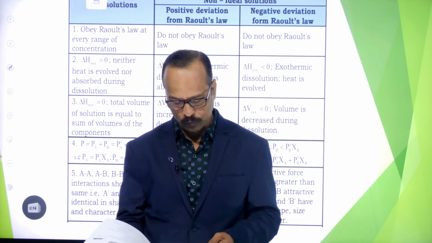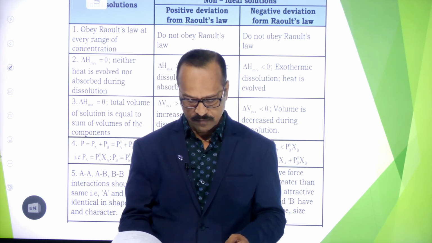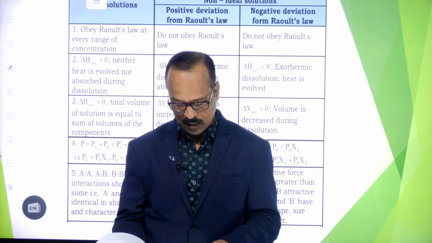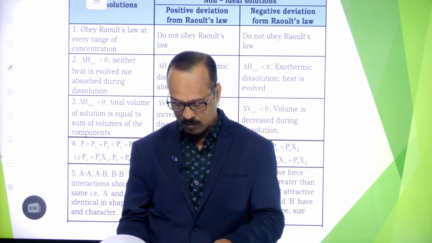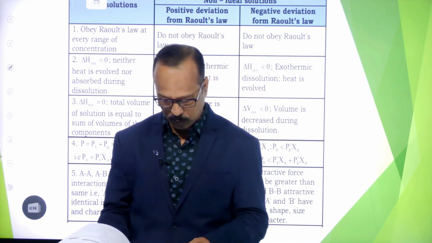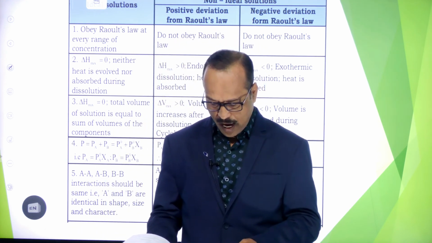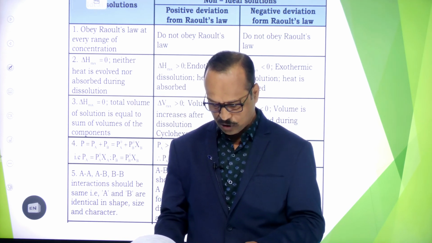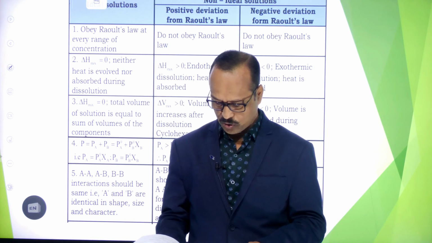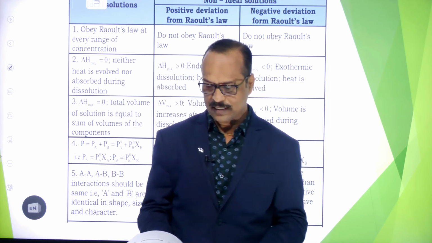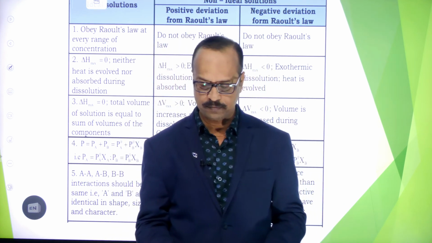So the option is 2. The pair of solutions which shows a positive deviation in non-ideal solutions, carbon tetrachloride and so on, positive deviation. So C is the right option, students. Next, a pair of solutions which shows a negative deviation in non-ideal solutions. Alcohol and ether, and this one, here all are the examples. So the option is the 4th option.